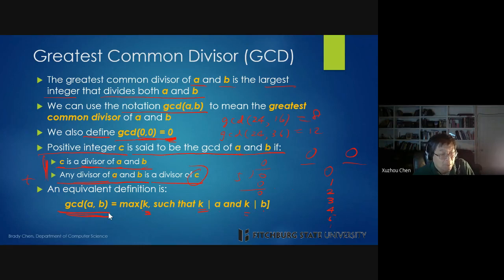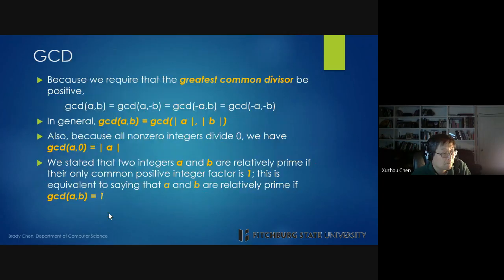Now, many times in math, if you are given two numbers, we're not looking for all the common divisors. We are only looking for the greatest common divisor, the largest common divisor. So here are some more properties. Now, typically, when we talk about the greatest common divisor of a and b, I always assume a and b are positive.